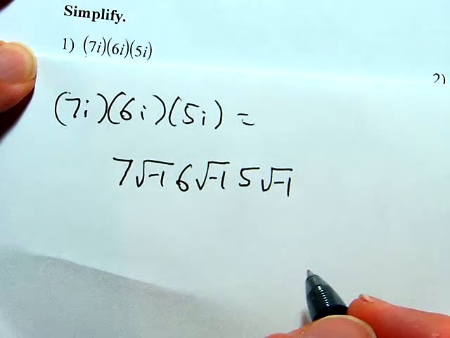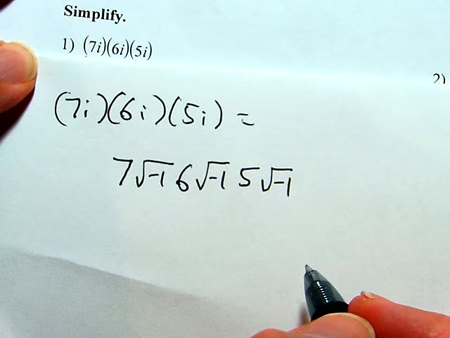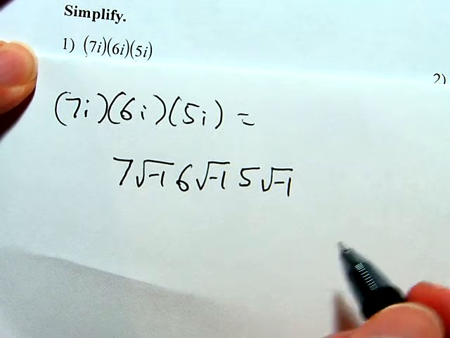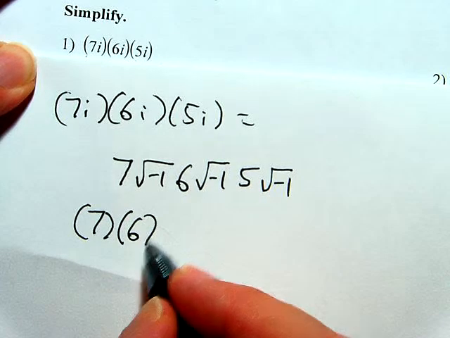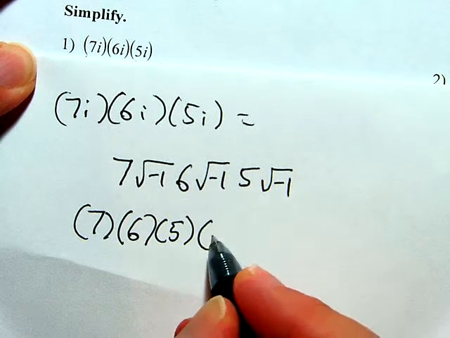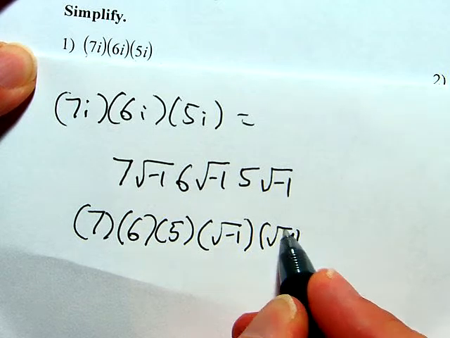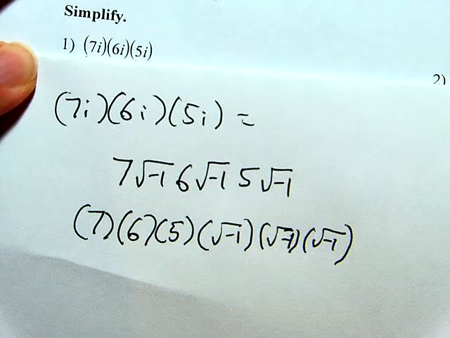These are all being multiplied by each other, so multiplication is associative. You can multiply in any order you want. So we can group the 7 times the 6 times the 5 together, and we can group all of our -1 square roots, which are our 3 i's, together. So let's do that.